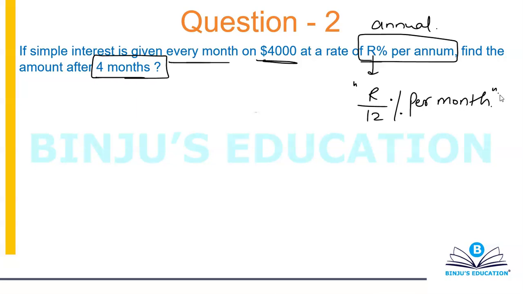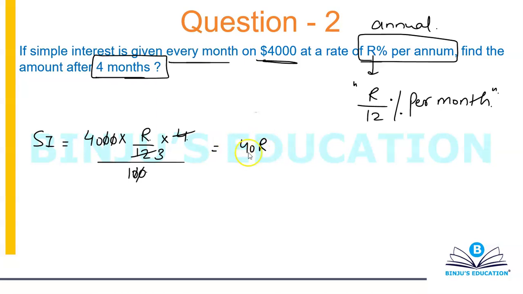Now you can calculate the interest first of all for 4 months, then add it to the principal, you will get the amount. So simple interest for 4 months will basically become 4,000 into R by 12 into 4 divided by 100. So this becomes 3 and this will basically become 40 R by 3. And the final amount will simply be equal to 4000 plus 40 R by 3. That's your answer.